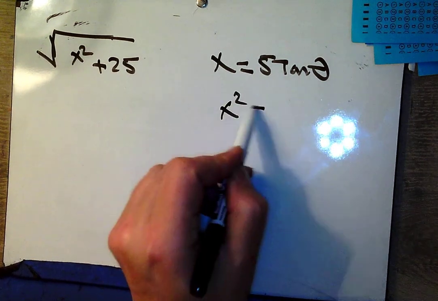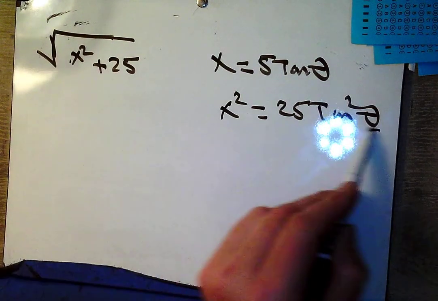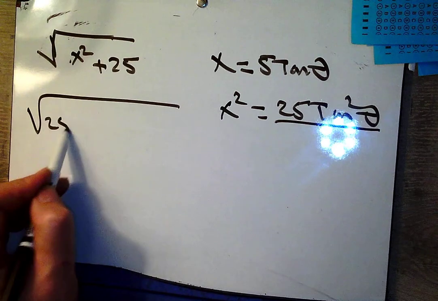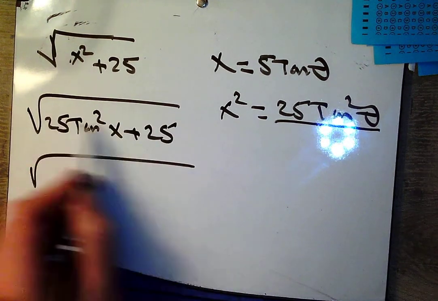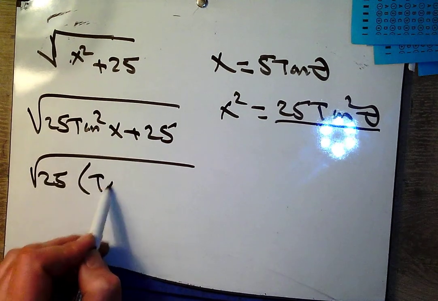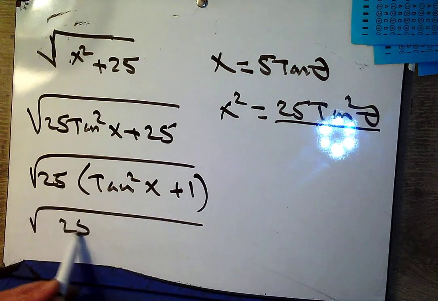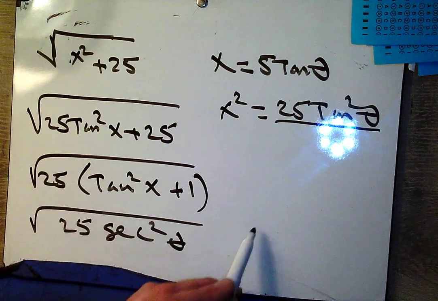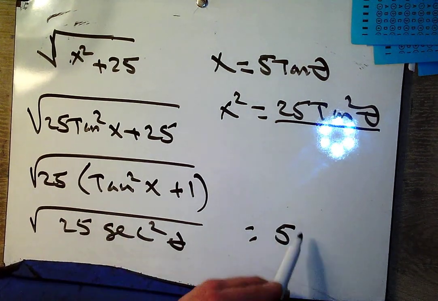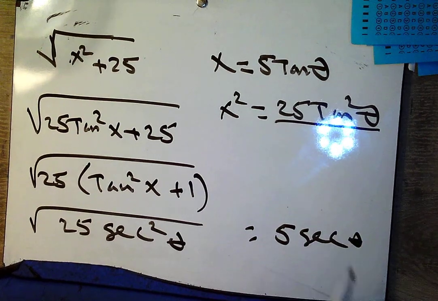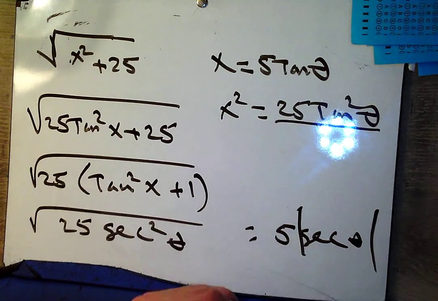Sure, x squared is going to be 25 tangent squared. So this becomes 25 tangent squared plus 25. I'm going to factor out a 25 from these two terms, leaving me tangent squared plus 1. What is tangent squared plus 1? Secant squared. Good. And the square root of 25 is 5. And the square root of secant squared is, yeah, I'll let it slide. Maybe Mr. Claus will not. But really, that's a little better.